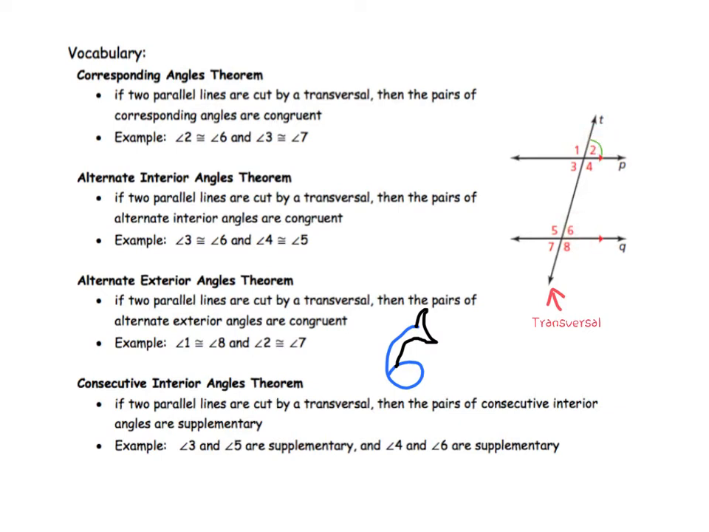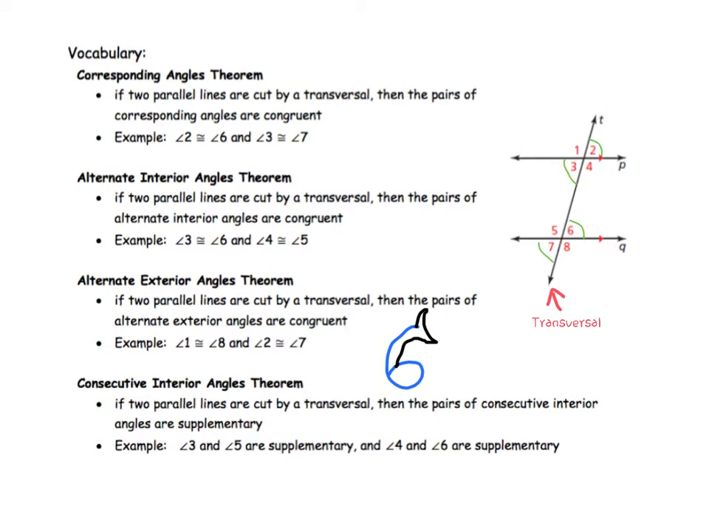And I'm just going to put this marking here. Also, angle 3 would be congruent to angle 7 because those are also corresponding. And notice we have plenty more corresponding angles: angle 1 and angle 5, and angle 4 and angle 8. Essentially what we're saying is that they would actually be congruent in their measurements.